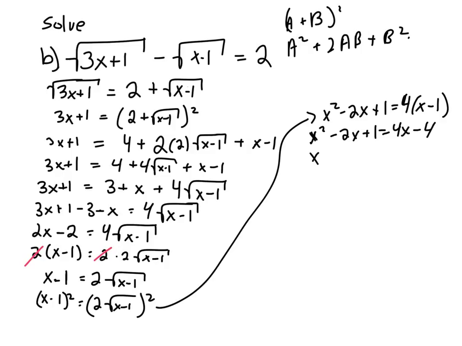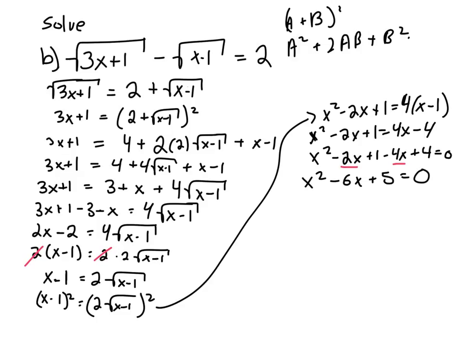I'm going to bring everything over to one side: x squared minus 2x plus 1 minus 4x plus 4 equals 0. Combine like terms. The negative 2x and that negative 4x make negative 6x, and then plus 1 plus 4 makes 5, equals 0.